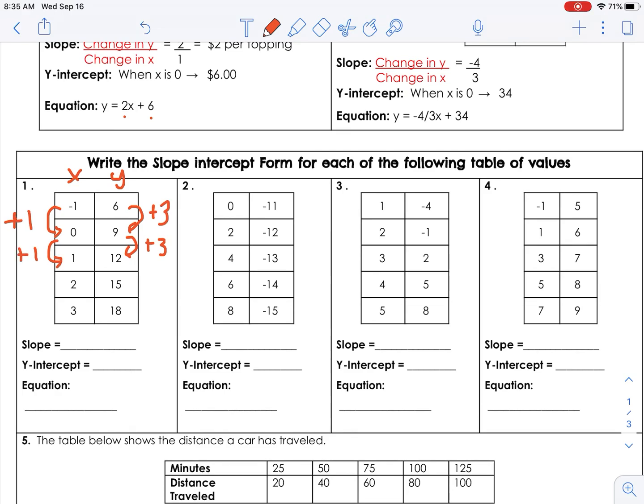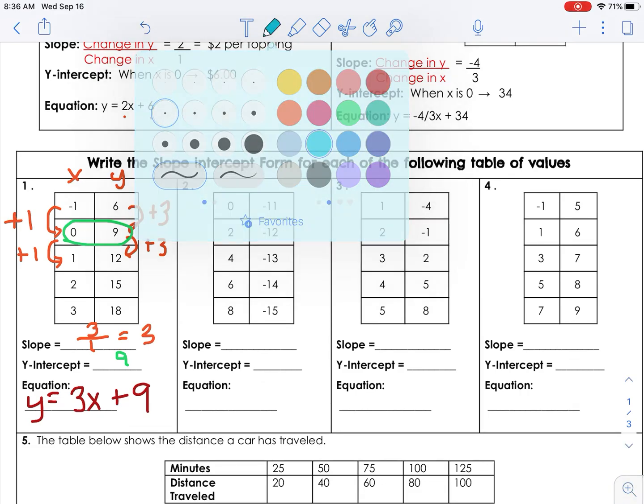So the slope is going to be the change in the y values, which is 3, divided by the change in the x values. And we're going to simplify that fraction to make it 3. The y-intercept is when x is at 0. So the y-intercept is 9. So to write that equation, we would write y equals 3x plus 9.